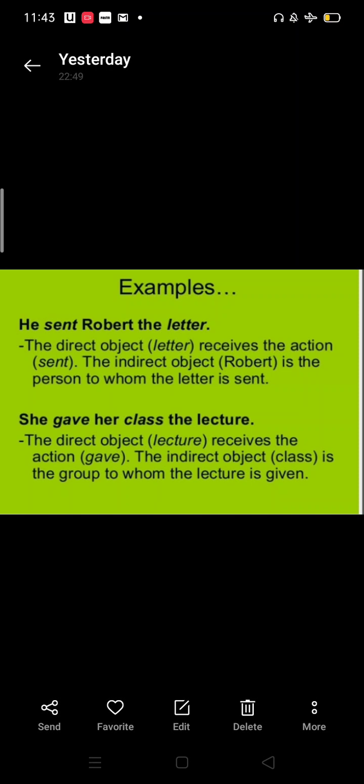He sent Robert the letter. Here the direct object is letter, which receives the action sent, and the indirect object Robert is the person to whom the letter is sent. She gave her class the lecture. The direct object lecture receives the action gave, and the indirect object class is the group to whom the lecture is given. You can see both direct and indirect objects are there in the sentence, so it is a transitive verb.